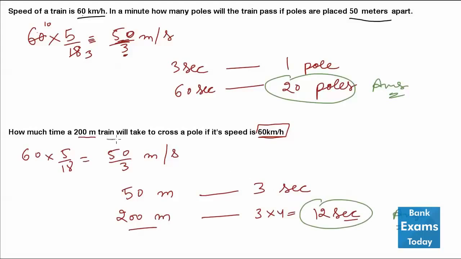You should understand one thing here. If there is a train, and it has to pass a pole here. There is a pole. So it will pass the pole after it covers its own length. So it starts like here and it has to cover its own length. That's why we use this formula, and that's our answer.